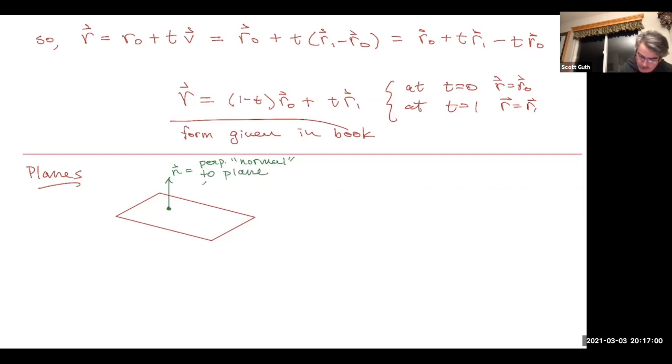Okay, and the vector and the coordinates are just going to be A, B, C, sort of like the direction vector for a line was A, B, C. The direction of a plane is a normal. What direction does a plane point? Well, as far as we're concerned, it points up. The direction of a plane is perpendicular to the plane.